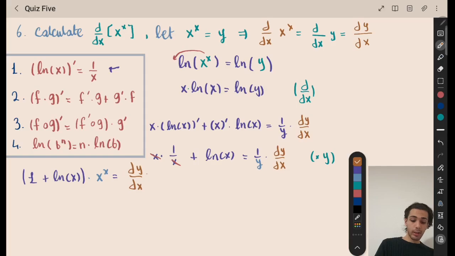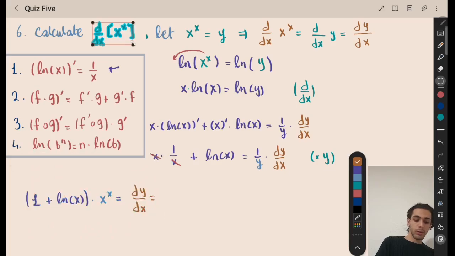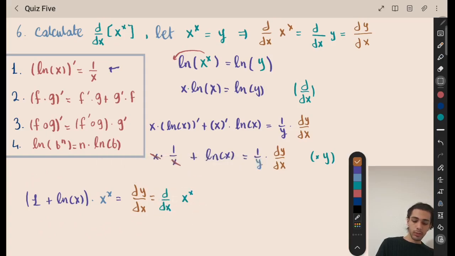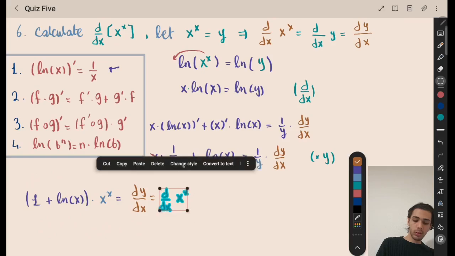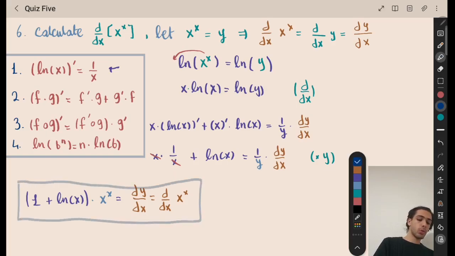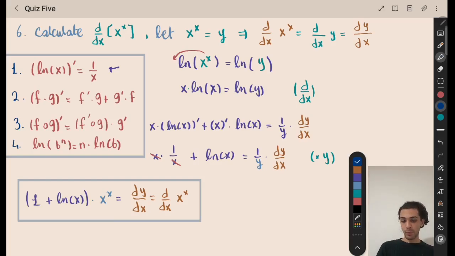So that looks a lot like the solution, because dy by dx is just the derivative with respect to x of x to the x. Maybe it would be nicer if I do it in brown, because brown is a nice color. And then it just remains to put this in a nice box and we are done. And for this kind of problem, you just need to know these facts.